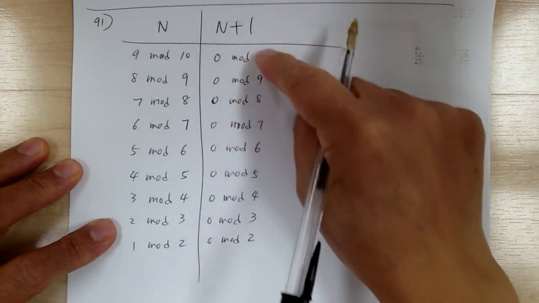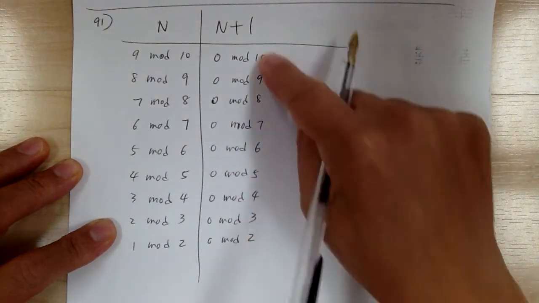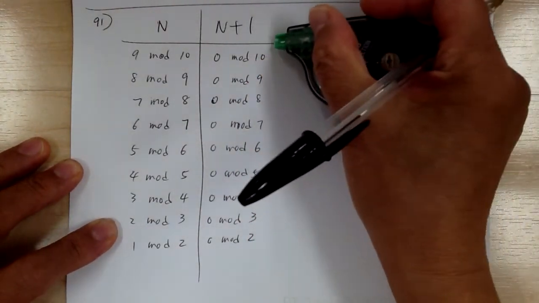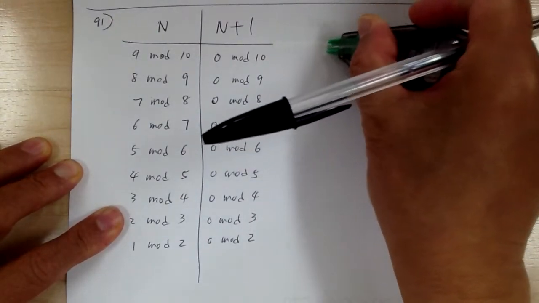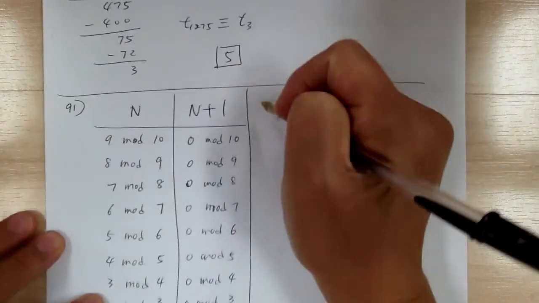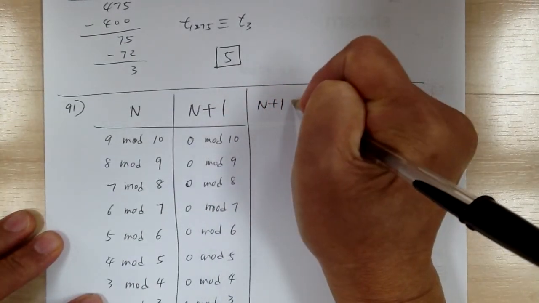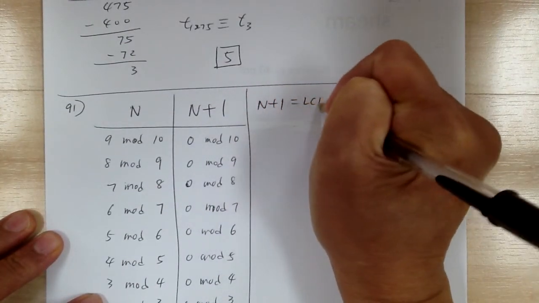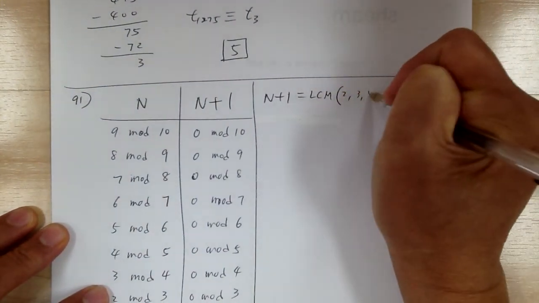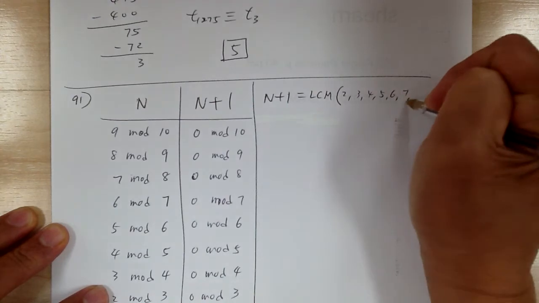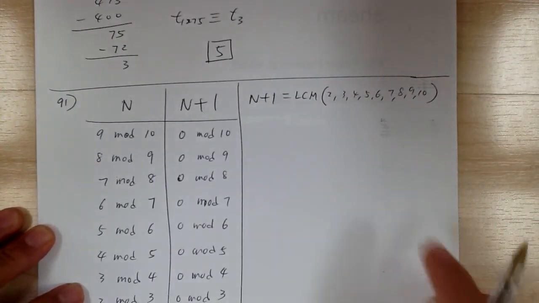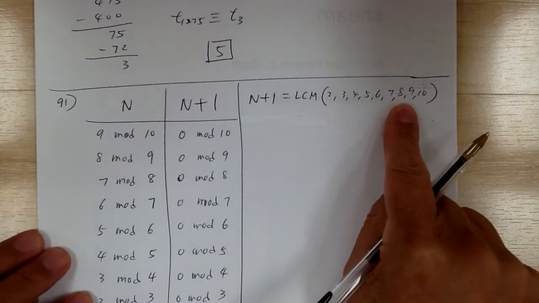That means this is a least common multiple of all these. Okay? So that means n plus 1 equals the LCM of 2, 3, 4, 5, 6, 7, 8, 9, 10. Okay, so now all we have to do is find this, right?